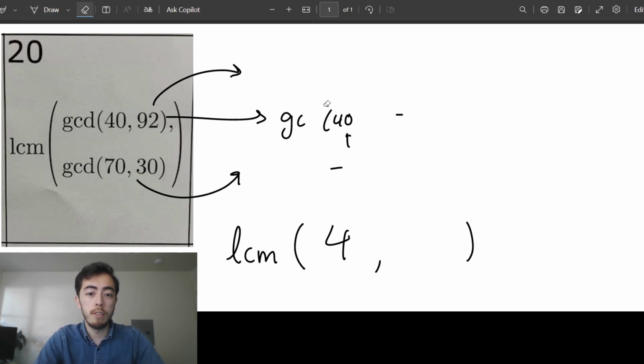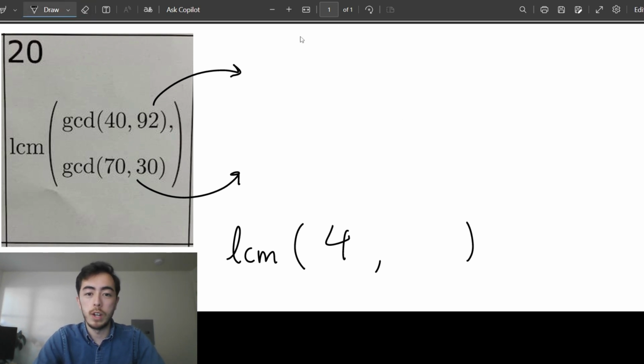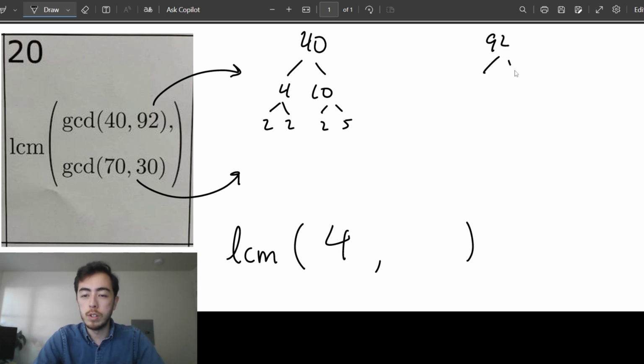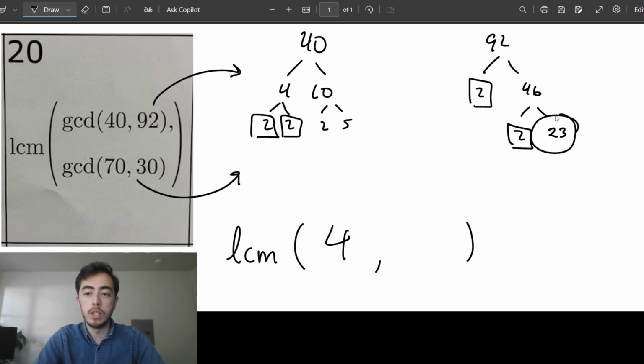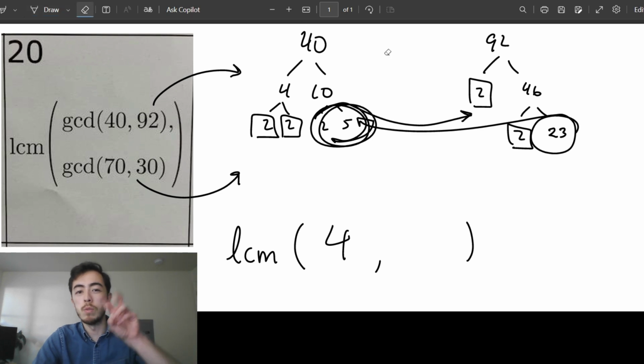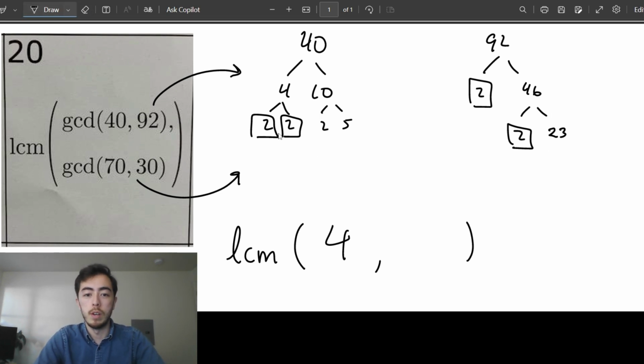Another strategy that we could have employed is to make factor trees of both numbers. So let's try that as well. 40 is 4 times 10, 4 is 2 times 2, 10 is 2 times 5. 92 is 2 times 46, which itself is 2 times 23. And then here we can collect up prime numbers in common, but that's about it, because this 23 doesn't show up here or here, and neither do the 2s and the 5s. I've already used up all of those 2s. So 2 times 2 does give us this 4 here.